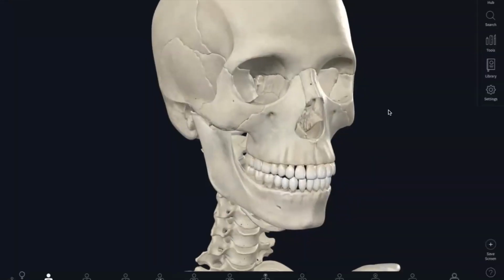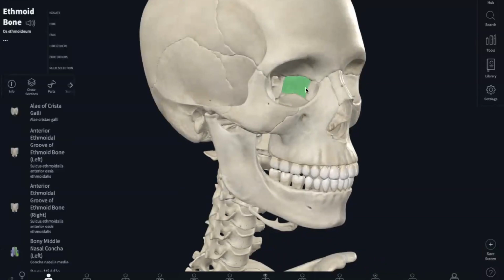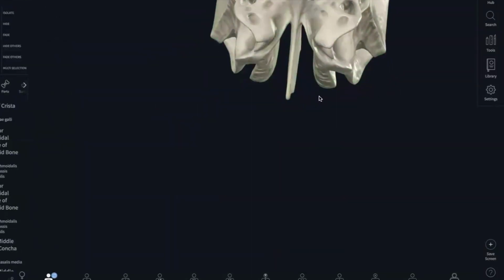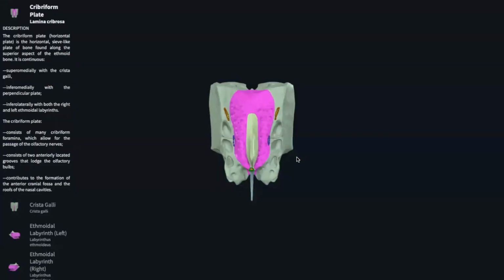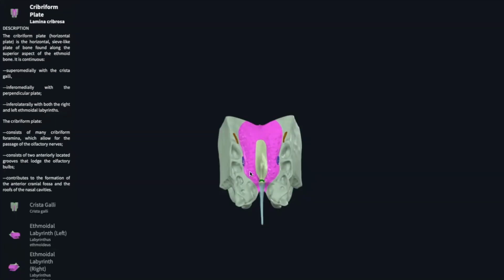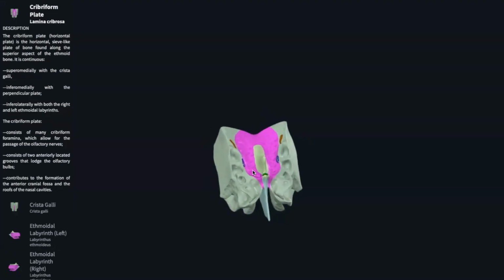The next bone that we're going to look at for markings in your cranial bones is your ethmoid bone, and that is found right here behind the nose area. And we're just going to hide the others so we can focus on it. And what we're going to need to know here is the cribriform plates, which is this area right here. Here it is highlighted in pink. There is a lot of little holes there, foramina. The little holes are actually your olfactory foramina.